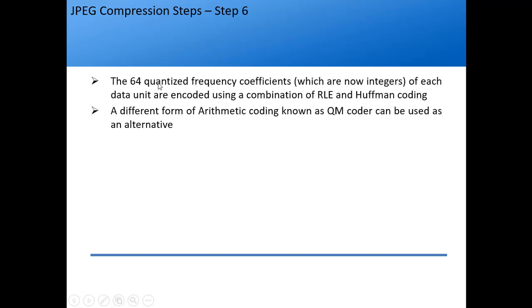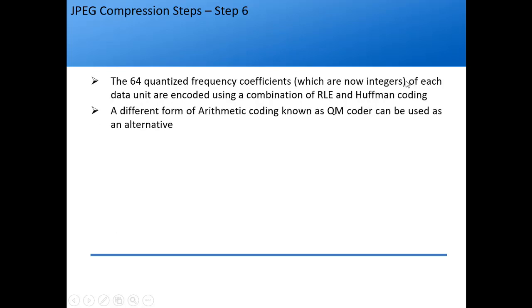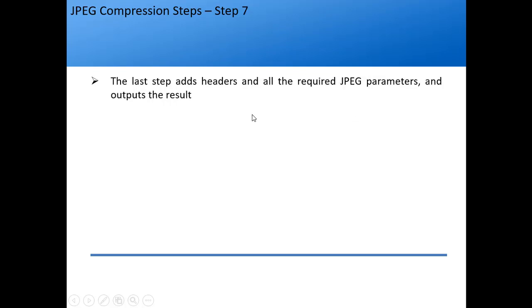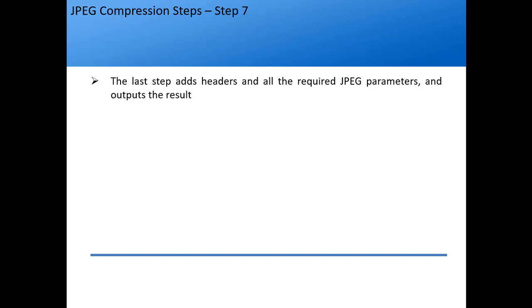Then sixth step, the 64 quantized frequency coefficients, which are now integers. Why integers? Because we have rounded them. Of each data unit they are encoded using a combination of RLE, that is run length encoding, and Huffman code. So use the Huffman coding which we studied in the previous module. We can also use arithmetic coding, also known as QM coder. Remember, it is not exact arithmetic coding, it is a variant known as QM coder. It can also be used as an alternative. Finally, the last step adds headers and all the required JPEG parameters and outputs the results, which is usually done in any technique.